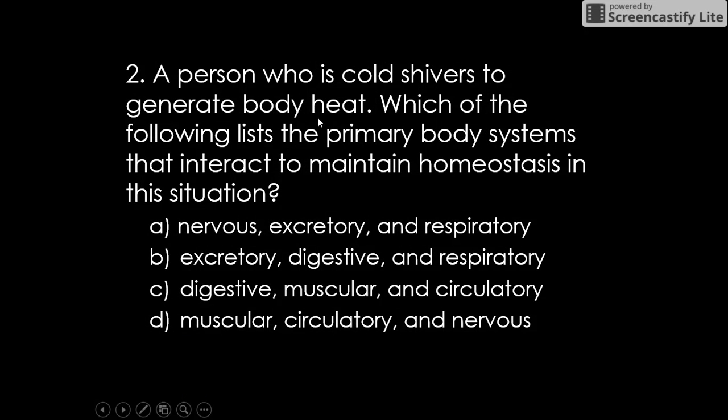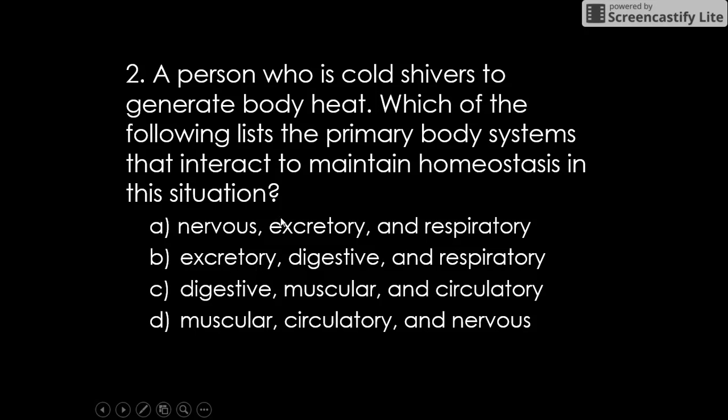A person who is cold shivers to generate body heat. Which of the following is the primary body system that interacts to maintain homeostasis? So what's causing us to shiver? Is it our excretory system? Well, if you take a look at the definition of that, that's getting rid of waste. So going to the bathroom. That doesn't cause us to shiver. Hopefully. If it does, that's probably a problem.